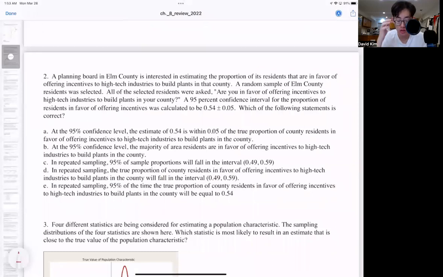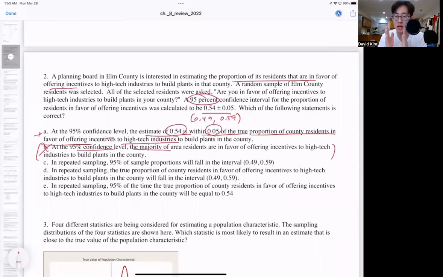So the only answer here will be C, and you'll be able to move on from there. Number 2, a planning board in Elm County is interested in estimating the proportion of its residents that are in favor of offering incentives to high-tech industries. So we have a 95% confidence interval, the interval between 0.49 to 0.59. Which of the following statements is going to be correct? A: at the 95% confidence level, the interval estimate captures the true proportion of county residents in favor of offering incentives. B: at the 95% confidence level, the majority of area residents are in favor of offering incentives to high-tech industries to build plants in the county. Between A and B, you would think that A is the better choice, because B is pretty much saying the same thing as A, but A offers the actual numbers with the confidence interval in which it captures the true value of the percentage of the people who are in favor.